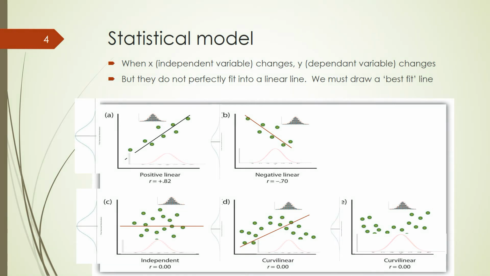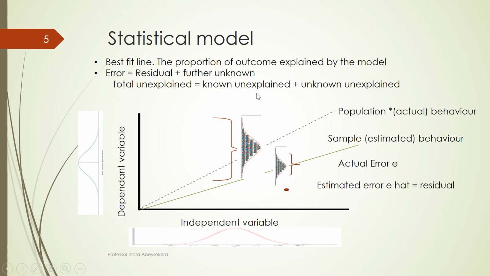But in the fundamental modeling, or the basics of modeling, we make an assumption that the relationship between dependent variable and independent variable is linear. So we talked about the errors. So errors are the distances of the outcome from the best fit line that is estimated from the sample.